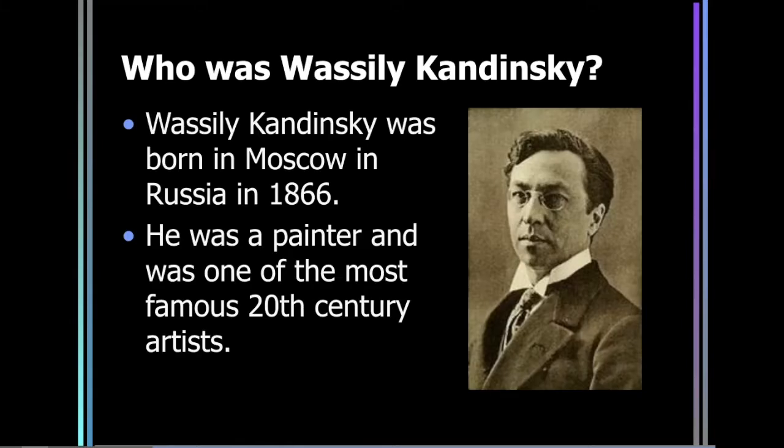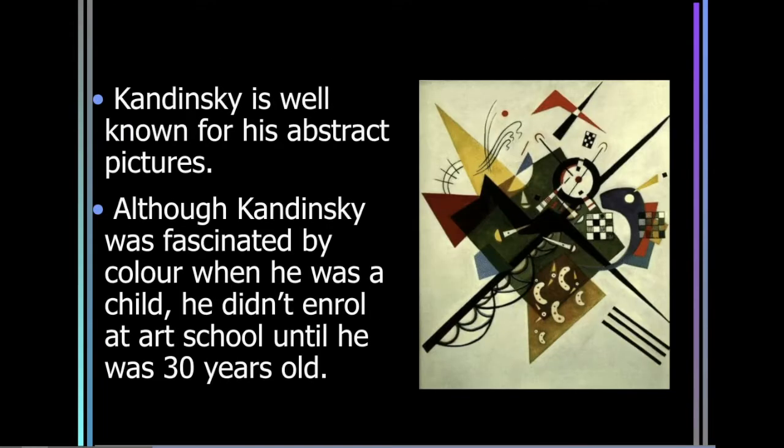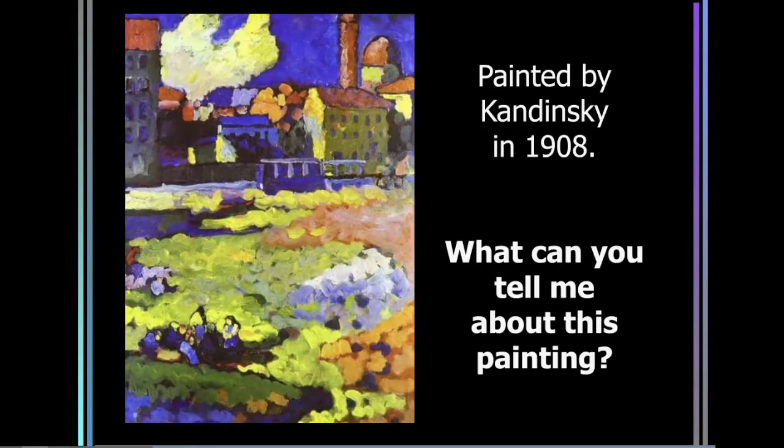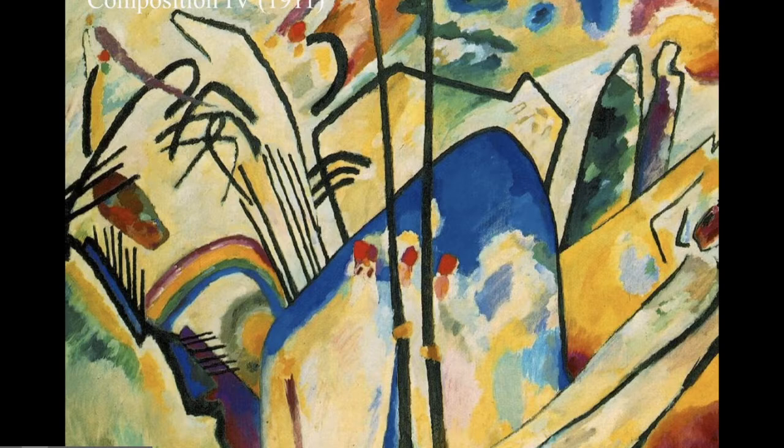So you watched the Maddie and Dada movie on Vasily Kandinsky on Monday, and we know that he was born in Russia in 1866 and moved to Europe, and he was one of the most famous painters of the 20th century. He's well known for his abstract paintings, and he studied art in Munich in Germany. His paintings started out realistic, and they gradually became more and more abstract. Now, abstract means that they had colors, lines, and shapes.